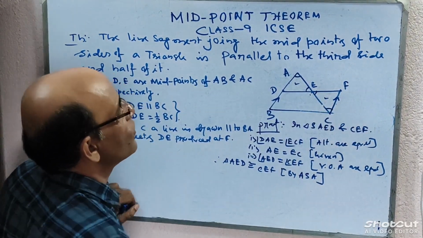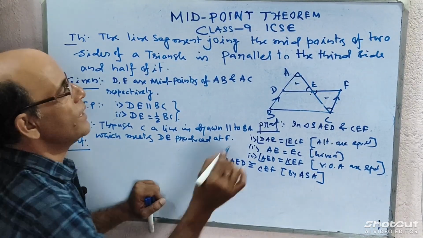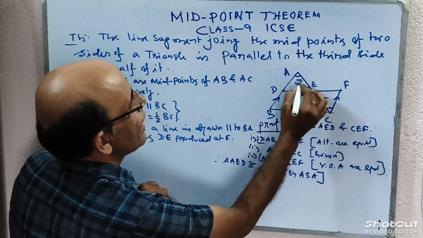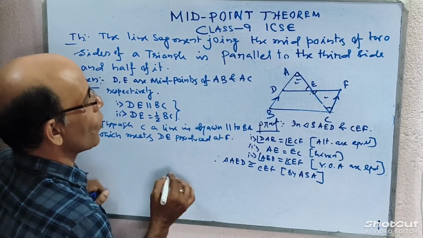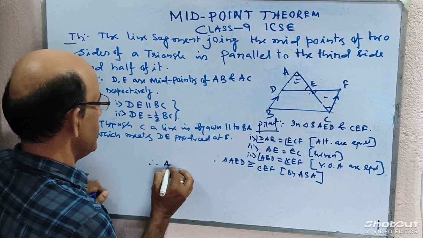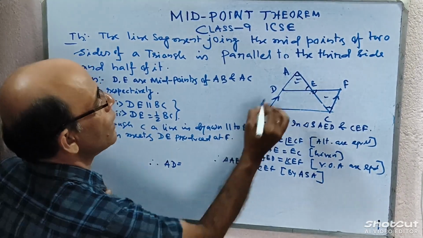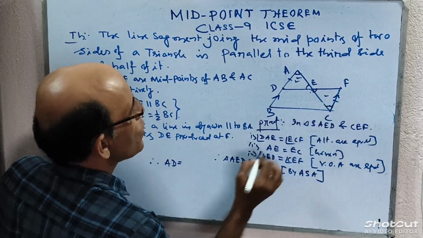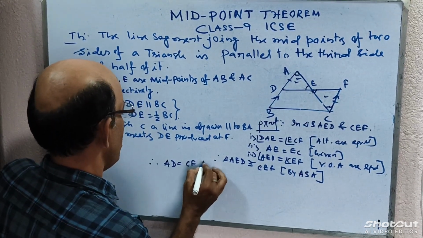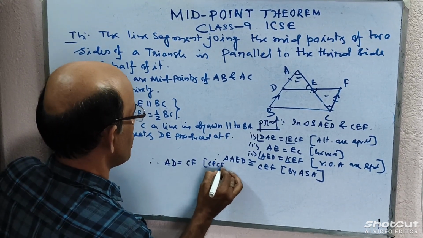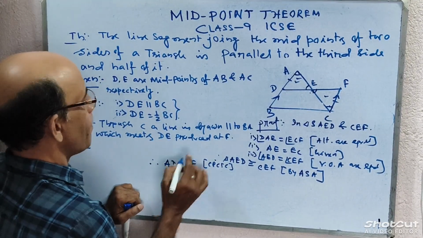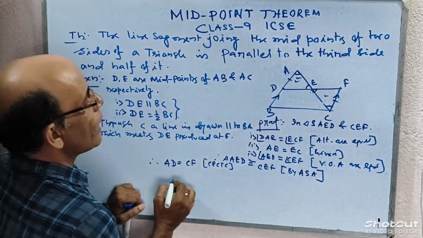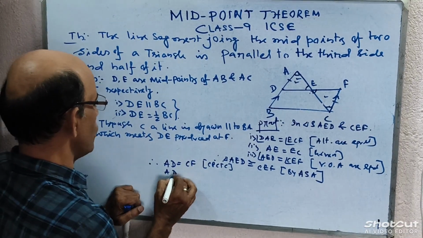By ASA. This equal to this, vertically opposite angles. This equal to this, alternate angles, and AE equals EC because E is the midpoint. Therefore, AD equals CF, by CPCTC, corresponding parts of congruent triangles are congruent. But it is given that AD equals DB.